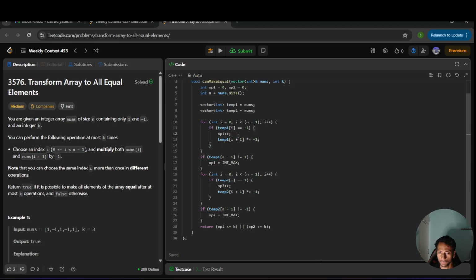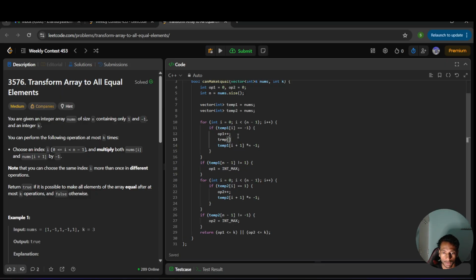You can also modify it this way, temp of i actually changed to 1. You can also do that. This is possible, but I don't need to modify it here because it is optional, because I am anyway going to the right side, so I don't need to check the previous index. So this is optional. You can do that for a better understanding of it.